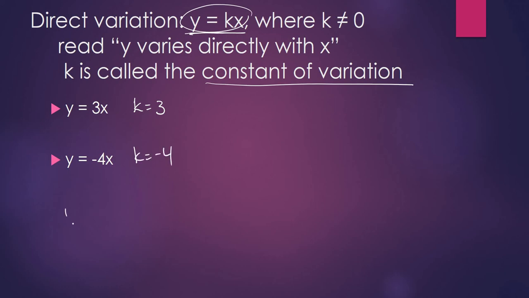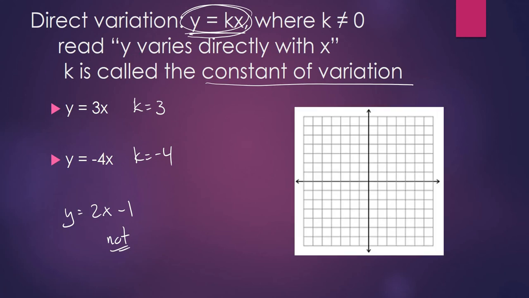Let me give you one more. What about this? y equals 2x minus 1. This is not direct variation, because in our direct variation model we don't have plus or minus a number after our kx, so this does not fit the pattern.